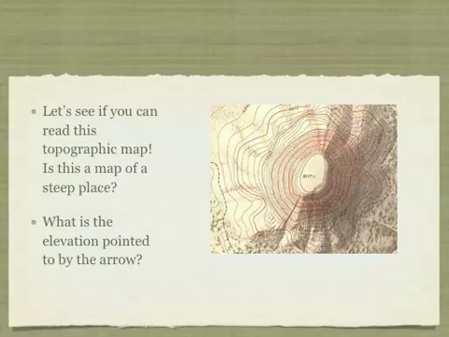Now let's see if you can read this topographic map. Is this a map of a steep place, or is it a place that is very, very flat, like the previous picture? And what is the elevation pointed to by the arrow? Pause the video and answer those questions to see if you understand.